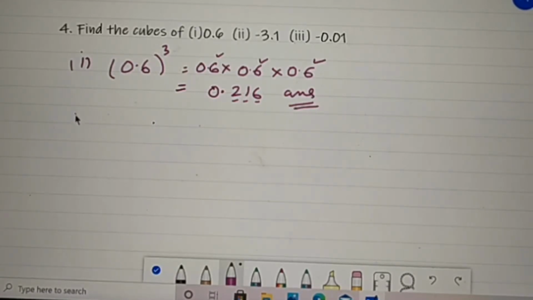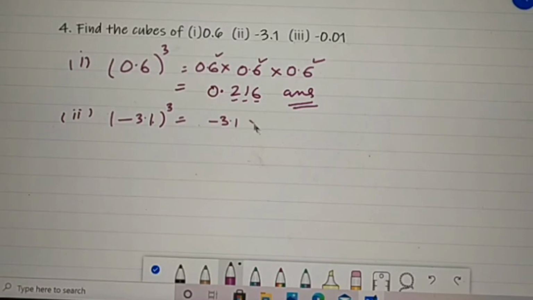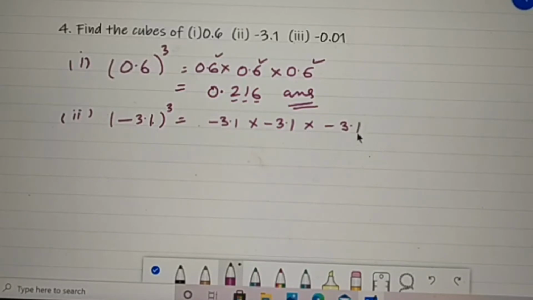Let's solve the second number. The second number is the cube of minus 3.1. So we write down minus 3.1 multiplied by minus 3.1 multiplied by minus 3.1. Now, we know the cube of any negative number is negative, and in rough we do 3.1 multiplied by 3.1. 1 ones are 1, 1 threes are 3. Then cross the place, 3 ones are 3, 3 threes are 9.